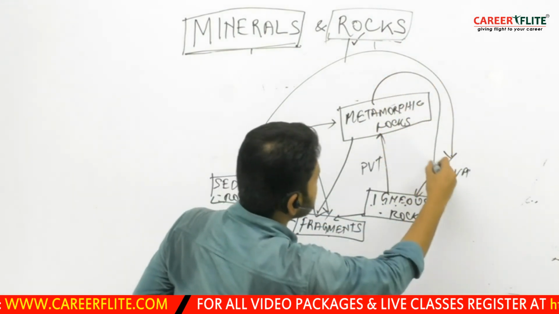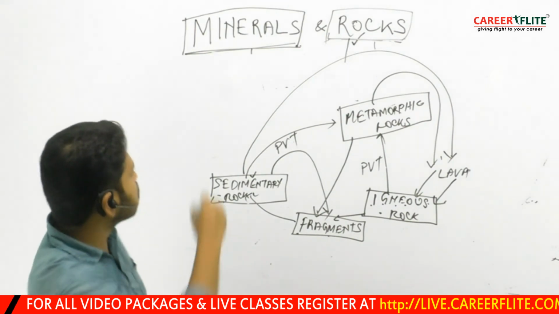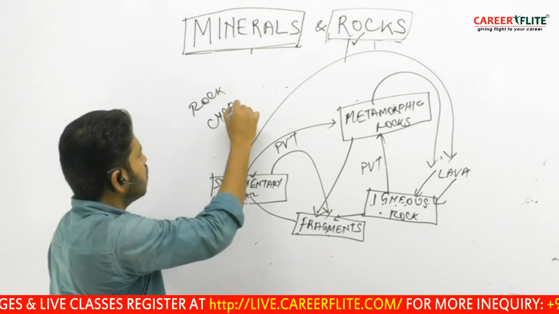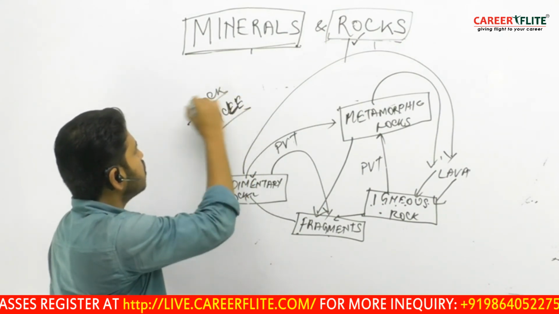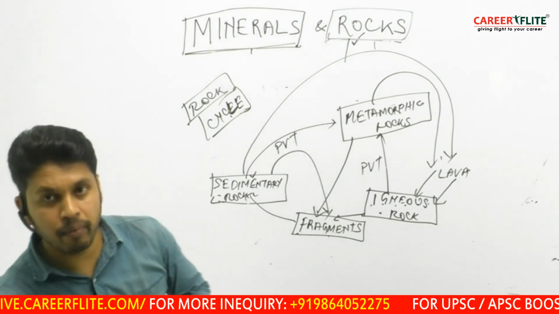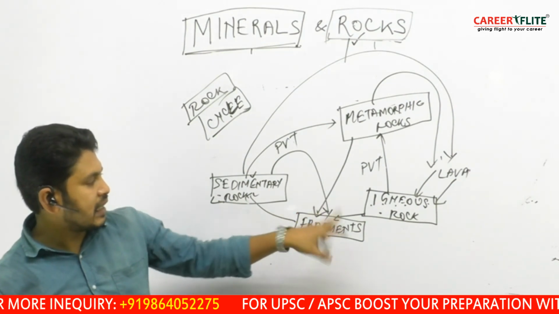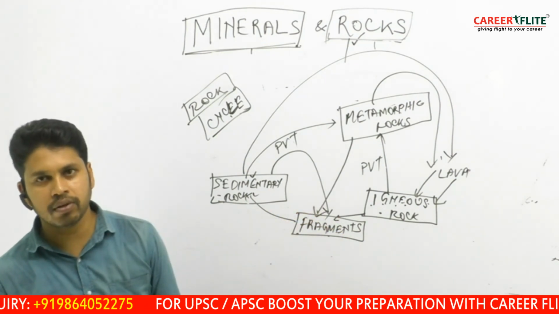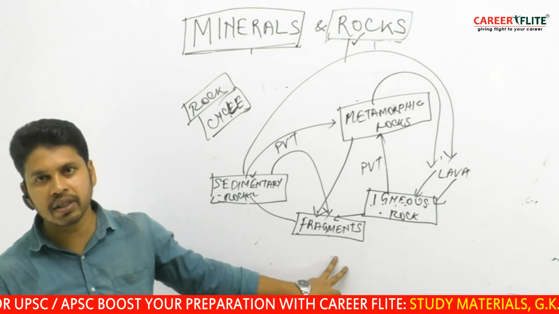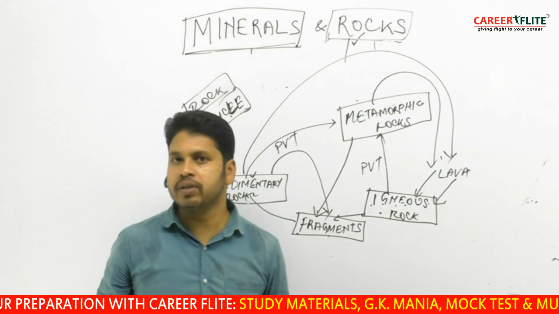Metamorphic rocks can become part of the lava, and from lava again igneous rock will form. So this is a cycle. This cycle is known as the rock cycle. So we have seen how the different types of rocks are formed from one form to another form. Different types of rocks means igneous rocks, sedimentary rocks, and metamorphic rocks. Through this diagram, we can see how these different types of rocks can transform from one form to another, and this process of transformation is known as the rock cycle.